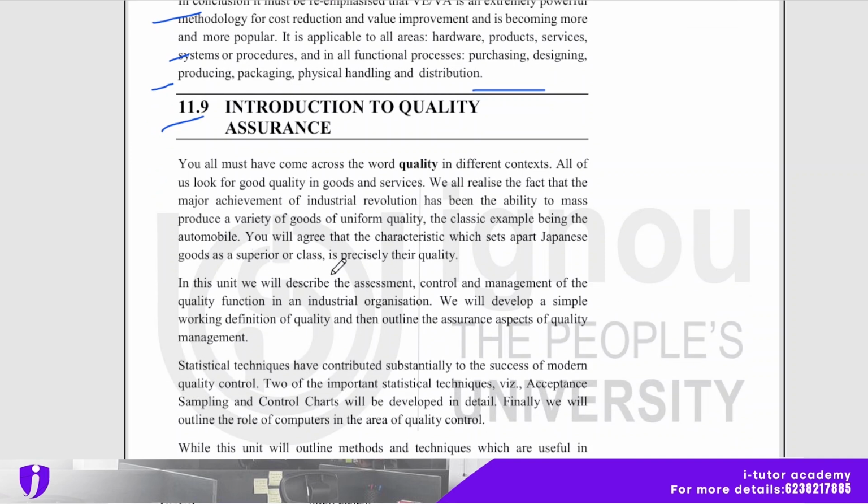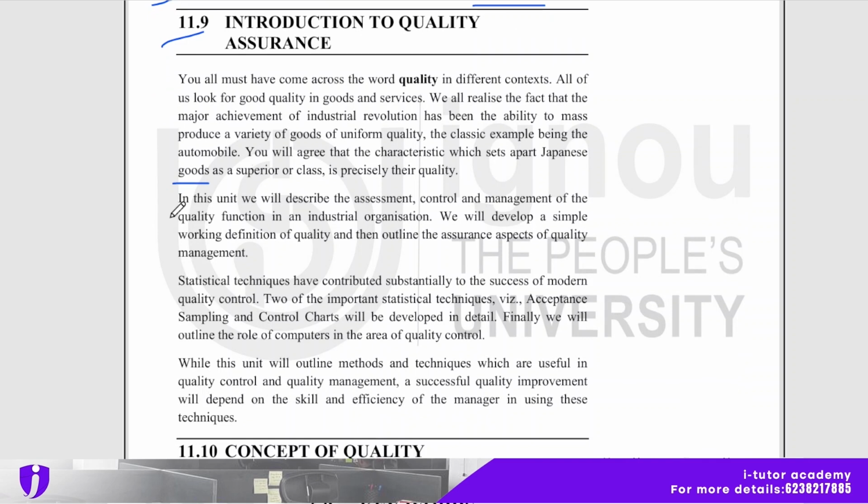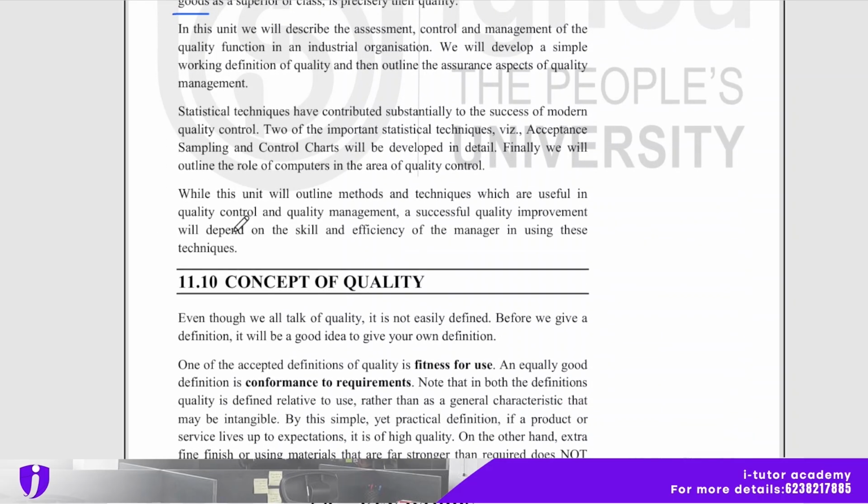So all of us look for good quality in goods and services, and we all realize the fact that the major achievement of the industrial revolution has been the ability to mass produce a variety of goods of uniform quality, the classic example being the automobile. So you will agree that the characteristic which sets apart Japanese goods as superior is precisely their quality. And so in this unit, we will describe the assessment, control, and management of the quality function in an industrial organization. Okay. So next is the concept of quality.